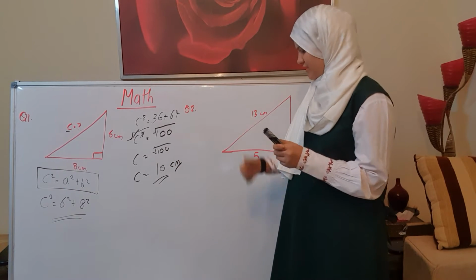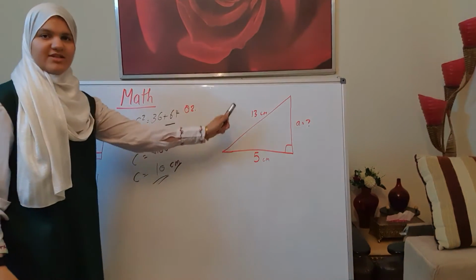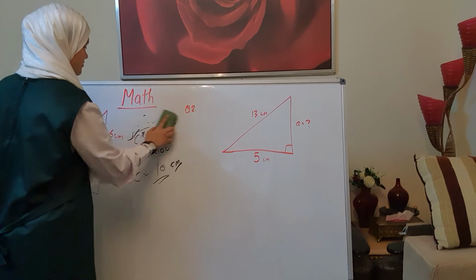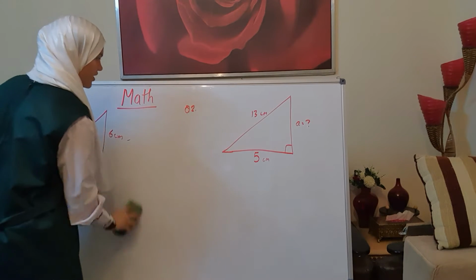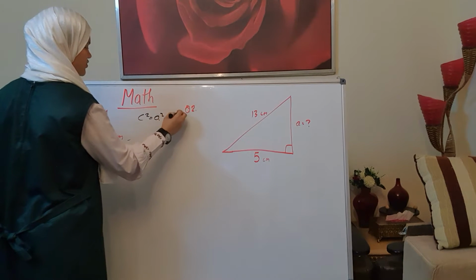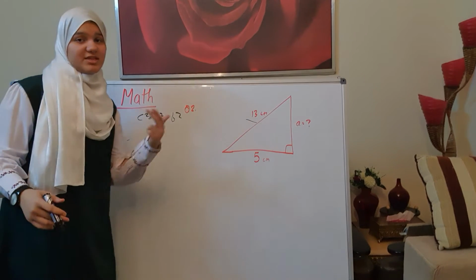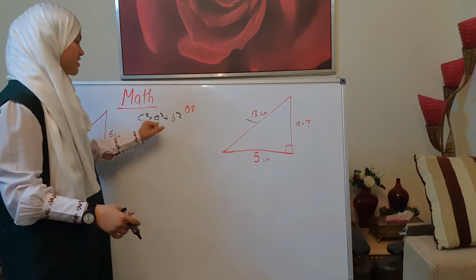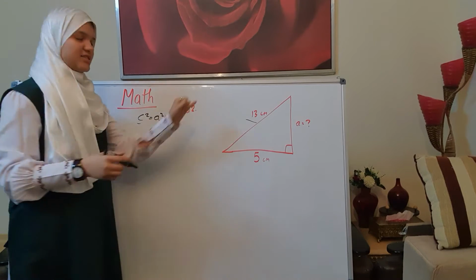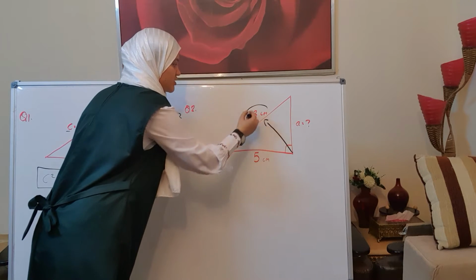Now let us go for the next question that says to find a. Also the same thing, it's a right angle triangle and we'll use the Pythagoras theorem. Now we have the Pythagoras theorem that c squared is equal to a squared plus b squared. How can we know if it's c squared or not? Because the place of each letter is very important. How to know c in this triangle?